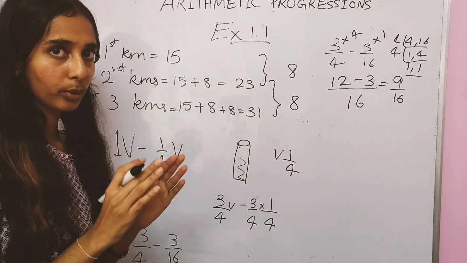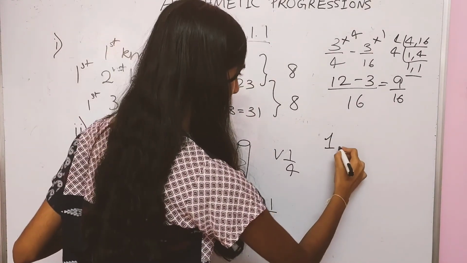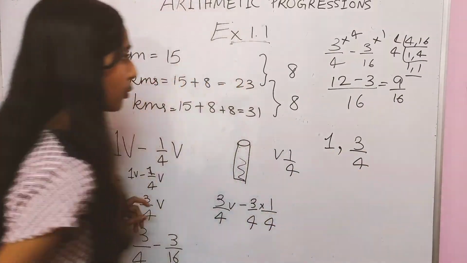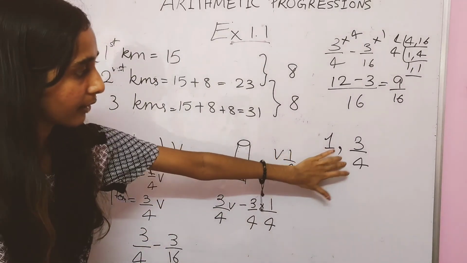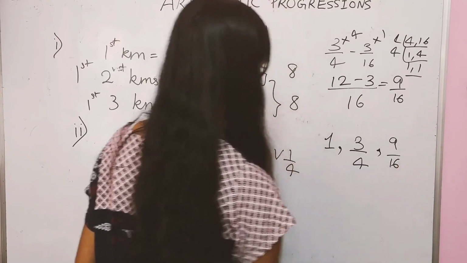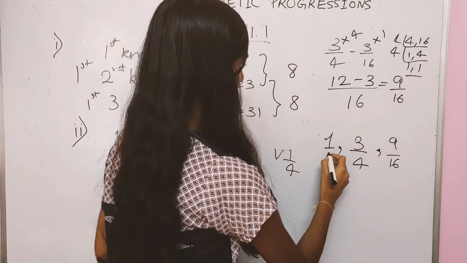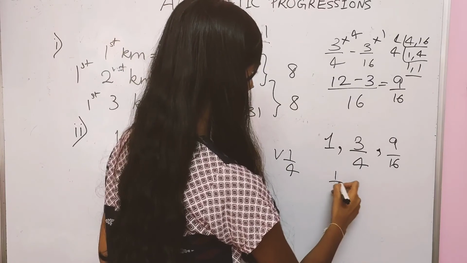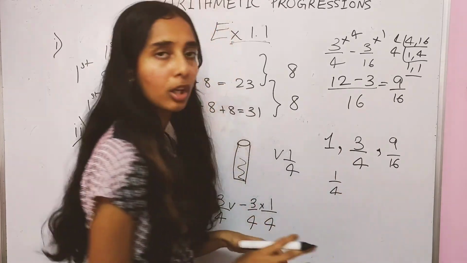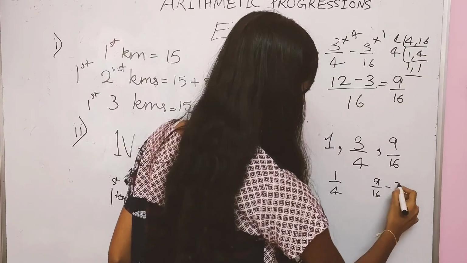First, the container was full. You removed the 1/4 of it. It became 3/4. Then you removed the 1/4 from the 3/4. Then you got 9 by 16. You see the difference. The difference between 3/4 and 1 is 1/4. And the difference between 9 by 16 and 3/4 is not 1/4. The difference doesn't match. 9 by 16 minus 3/4.